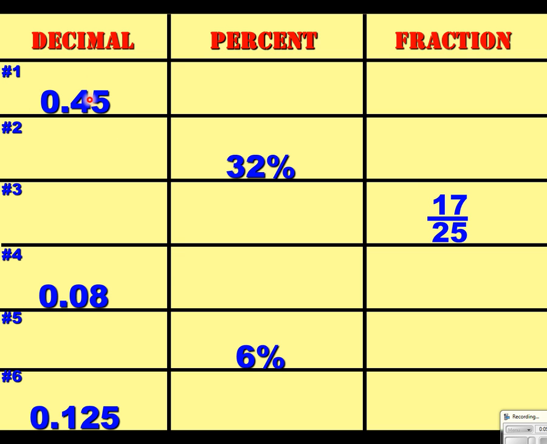So to change that to a percent, you take that decimal and you move it. Where's it going to move? How far is that decimal going to move? It's going to move over, what, 5 places? 100 places? No. It's going to move over 2 places. So you should get 45%.